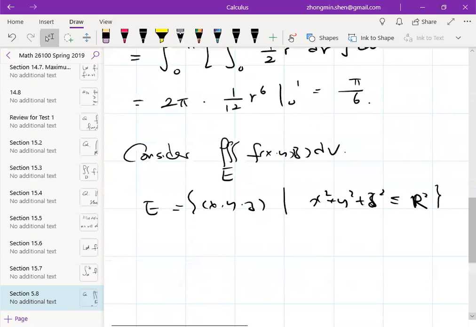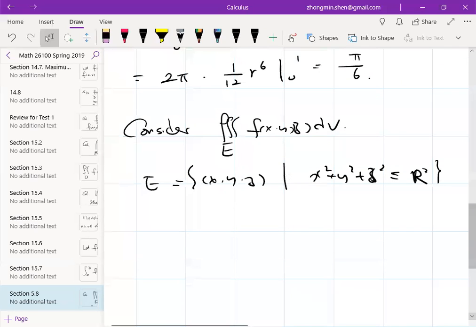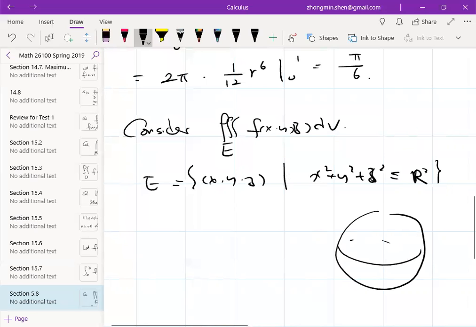Then it's harder to turn this into iterated integrals, right? How do we evaluate this triple integral? The idea is that this is a ball inside three-dimensional space. Let's look at the example first.